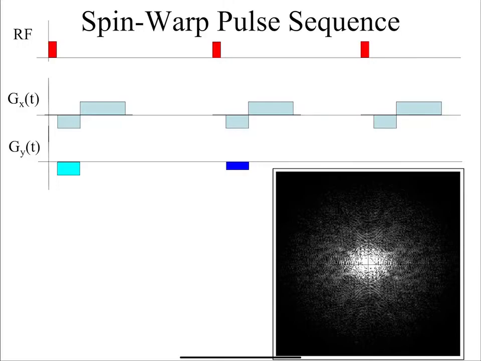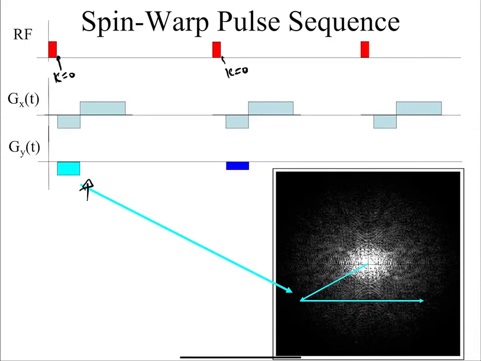So after every RF pulse, at this point in time, we're at k equals 0. So we're at the center of k-space, right after the RF pulse. So kx equals 0, ky equals 0. We're at the center of k-space. Then the gradients come along and they move us away from the center of k-space in a way that we want them to move us. For example, this first set of gradients moves us out to some initial point here.